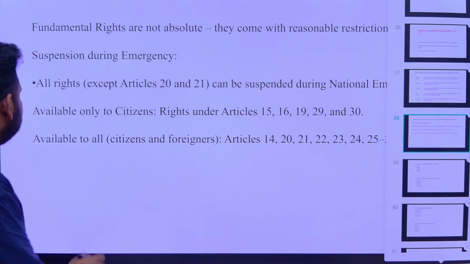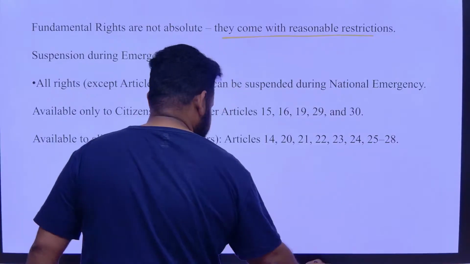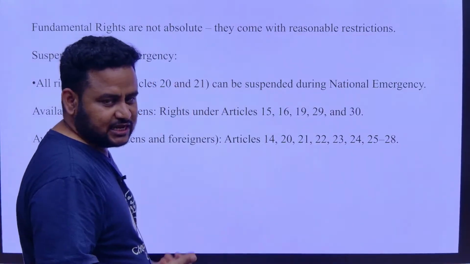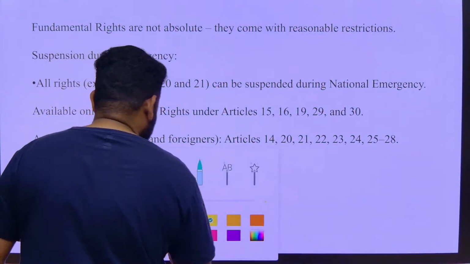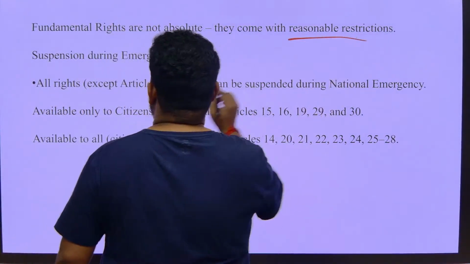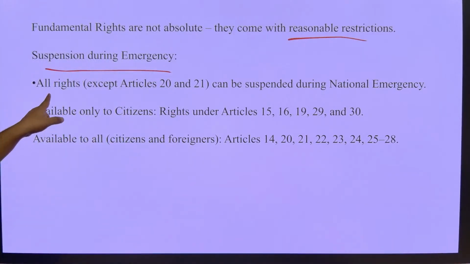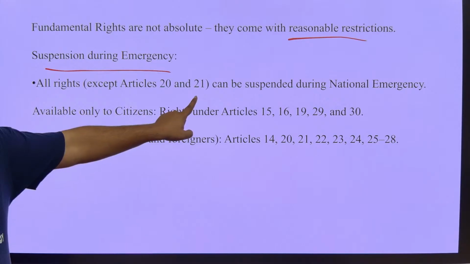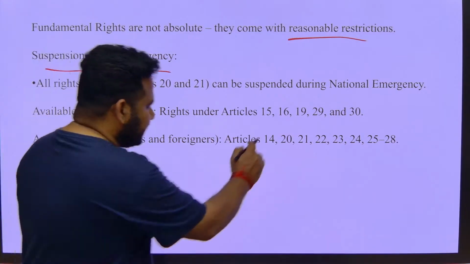First of all, fundamental rights are not absolute, they come with reasonable restrictions. All these things we learn. What are the restrictions, like public order, morality, health and all these things I told you. Now, suspension during emergency: all rights except Article 20 and 21 can be suspended during national emergency. But there is one thing, that is Article 19.